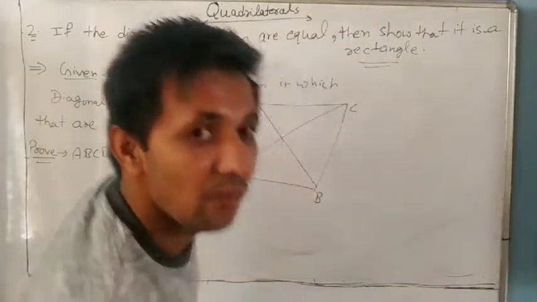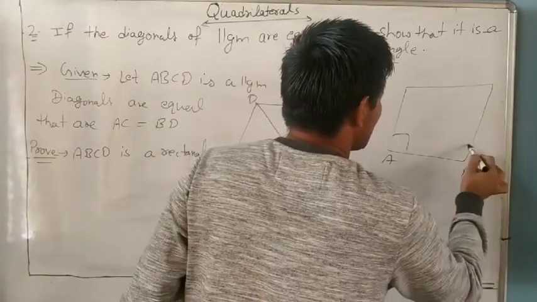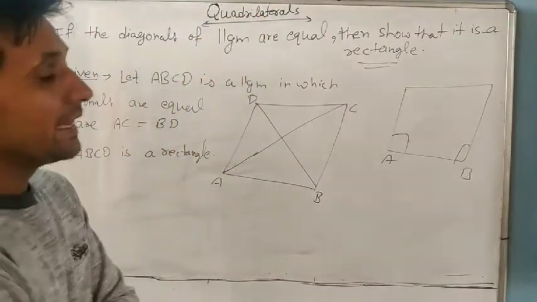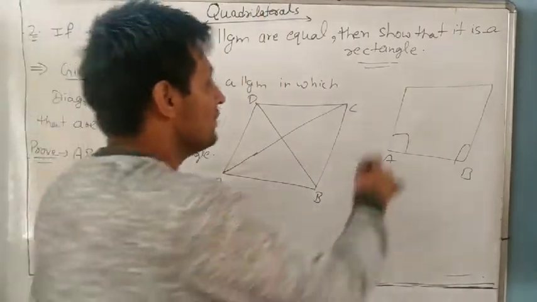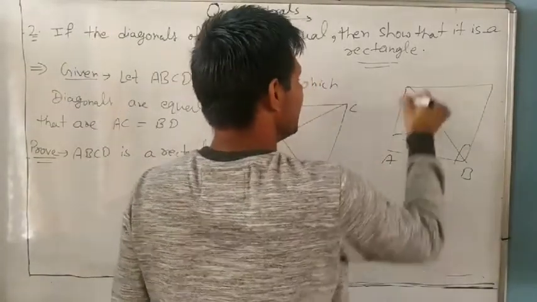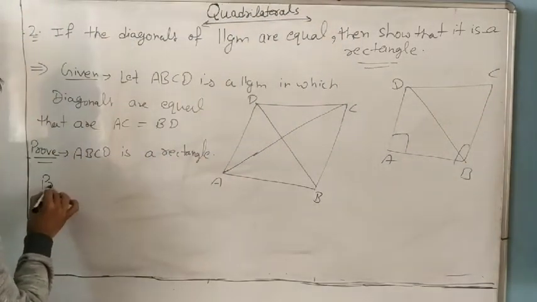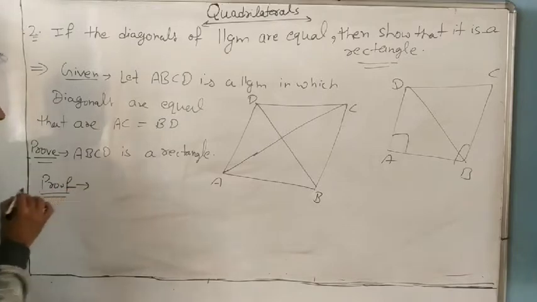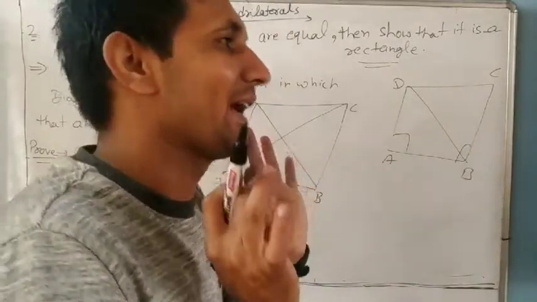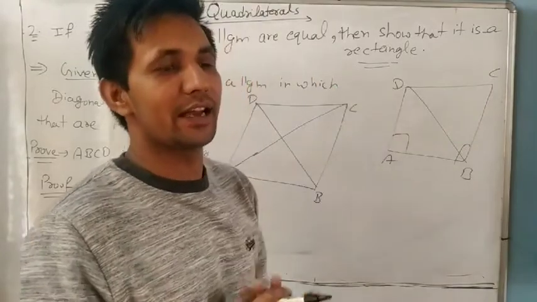What we want to prove? Our motto is to prove that angle A equals angle B. And how will we show that angle A equals angle B? We will take two triangles in which there are angle A and angle B. So we will write the proof. Do you understand what we want to prove? We want to prove that angle A equals angle B. If angle A equals angle B, we can say that it is 90, 90, 90, 90, and it is a rectangle.